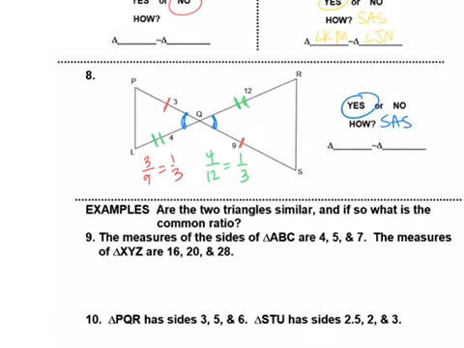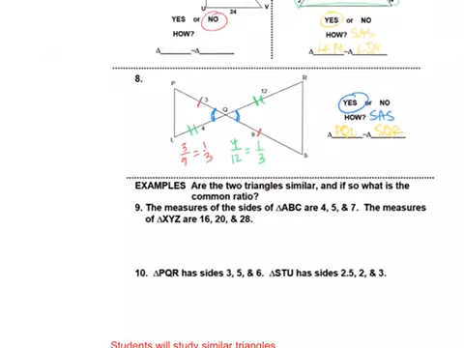When you name these, be careful. PQL would be the same as SQR, because these triangles are like flipped inverses of each other. So be careful with those. They're flipped over. They're reflections.